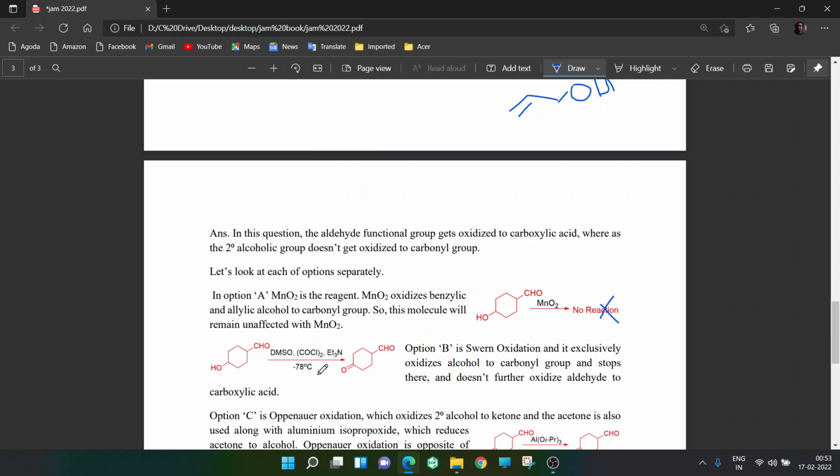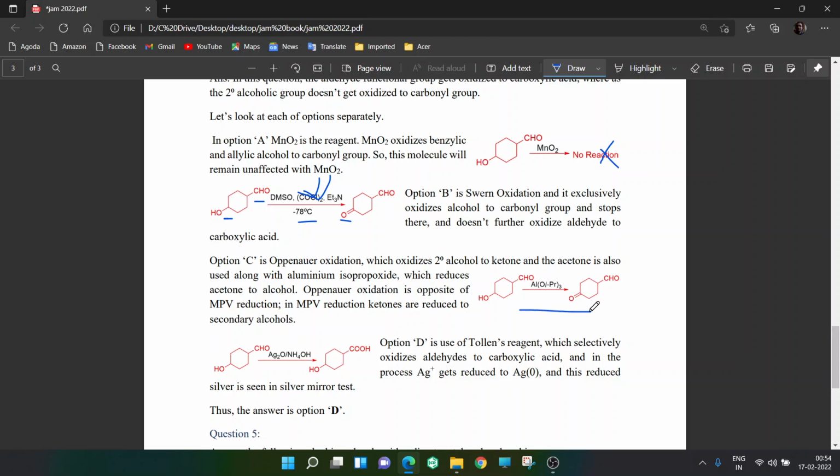Next reaction is what is called a Swern oxidation. In Swern oxidation, you use DMSO, oxalyl chloride and triethylamine, and you carry out the reaction at minus 78 degrees Celsius. Though they have not given it, it's understood. Swern oxidation is very specific. It will never oxidize alcohol more than carbonyl. So if it is a primary alcohol, it will stop at aldehyde; the aldehyde will not get oxidized to acid. If it is a secondary alcohol, it anyway cannot get oxidized to acid, so it gets oxidized to a ketone group. It does not touch aldehyde. Very important: Swern oxidation is for selectivity. It will oxidize alcohol to aldehyde and stop there.